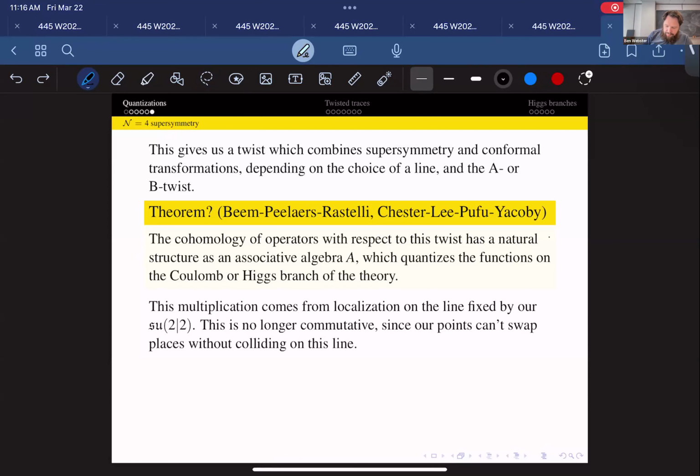All right, great. And because it incorporates this rotation, you can't swap your two points now, right? The reason I got a commutative algebra when I just thought about the supersymmetric twist is that I could move my two points around arbitrarily, not changing the correlation functions. And so I could have them swap places and see that multiplying them in one order or the other was the same. Now that I have this rotation, I can't do that in a way that is compatible with the rotation. They run into each other.